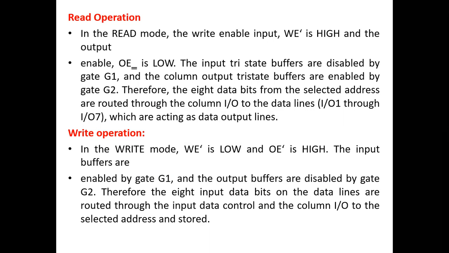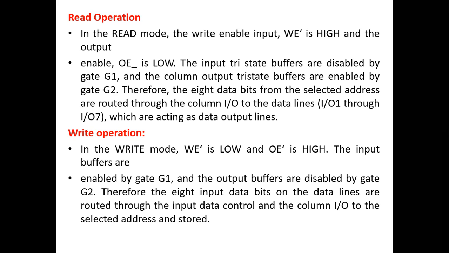So the input tri-state buffers are disabled by gate 1 and the column output tri-state buffers are enabled by gate 2. Therefore, the 8 data bits from the selected address are routed through the column input/output to the data lines, input/output 0 through input/output 7, which act as data output lines.